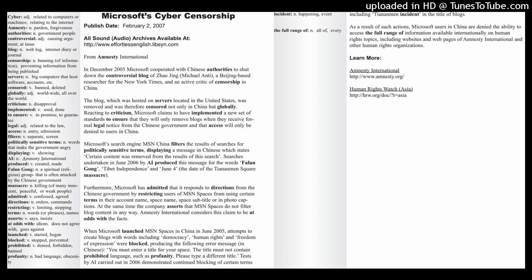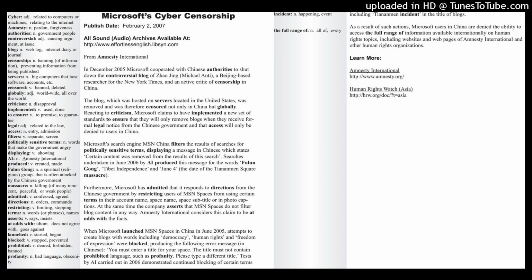Okay, and then in the same sentence, you see restricting users of MSN spaces from using certain terms. Microsoft restricts. To restrict means to limit or to stop. So Microsoft stops users from using certain words in their titles. And restrict has the idea that you are not stopping everything. It means you just stop some things. You just prevent some things. You limit some things. In this case, Microsoft limits words like democracy or Tiananmen Square or Tibet or human rights or freedom of expression. They will not let their Chinese users use these words in their MSN spaces.